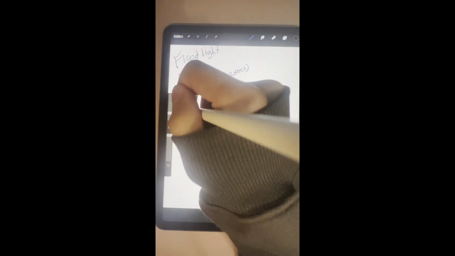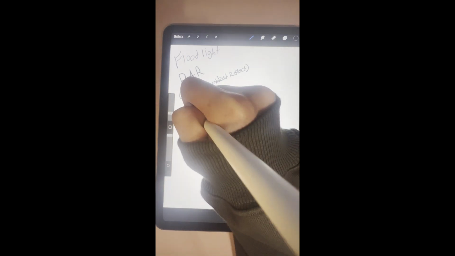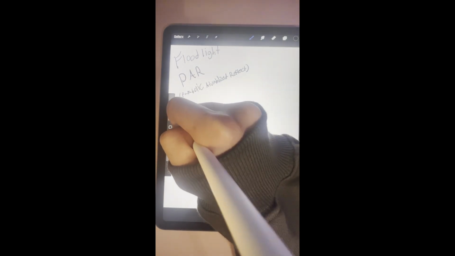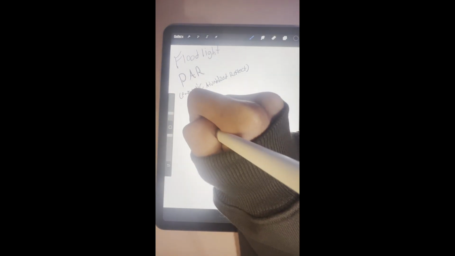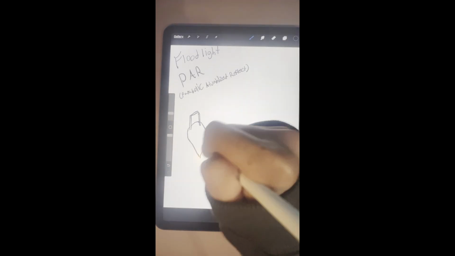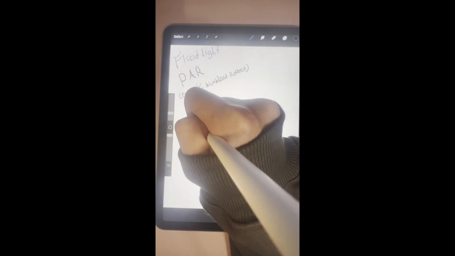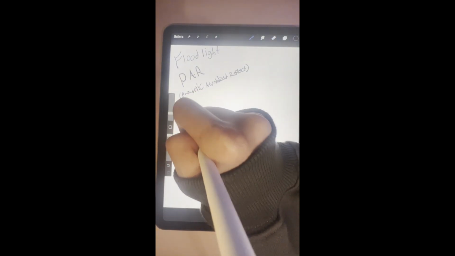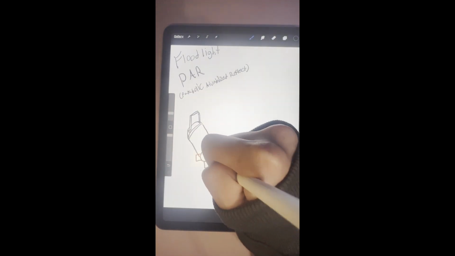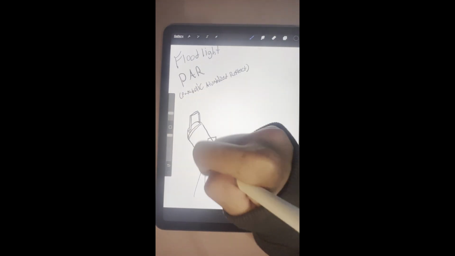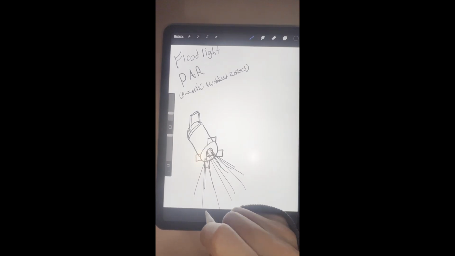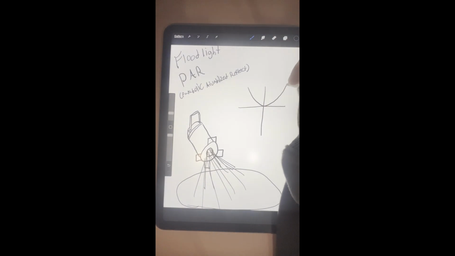First, we have what is commonly known as a floodlight or a PAR light. This stands for parabolic aluminized reflector. This is a type of light that is shaped like a parabola, causing the light to be a lot more spread out, allowing it to light up a much larger area with only a little light. This is typically used in the sense of creating a wash effect on the stage.